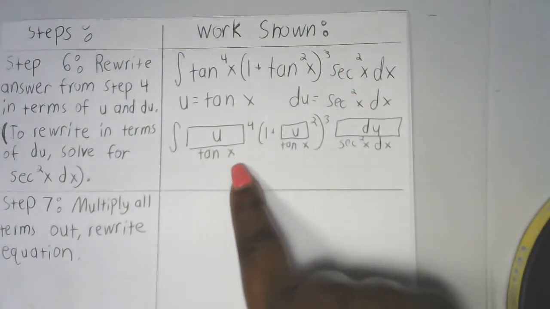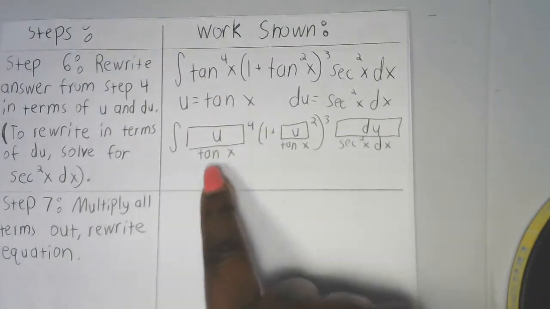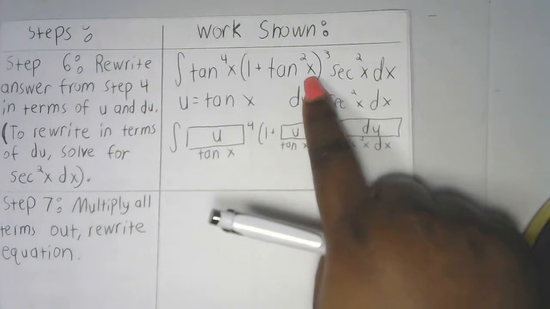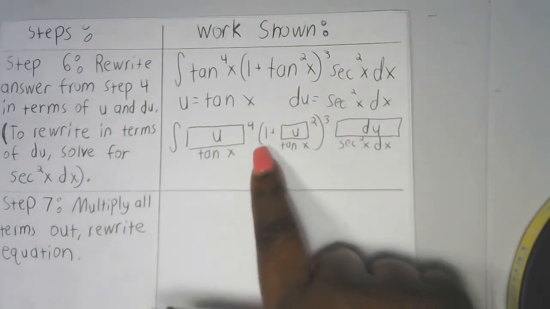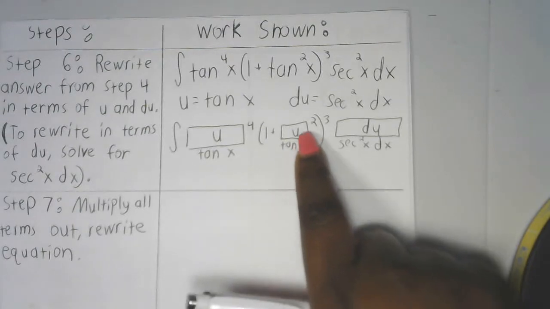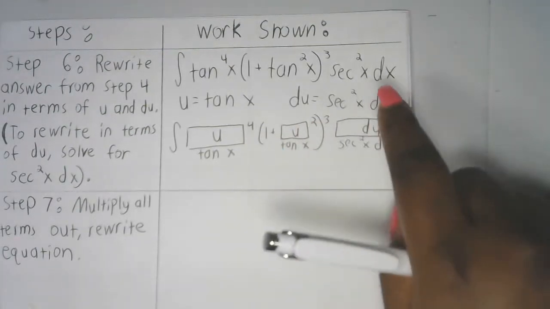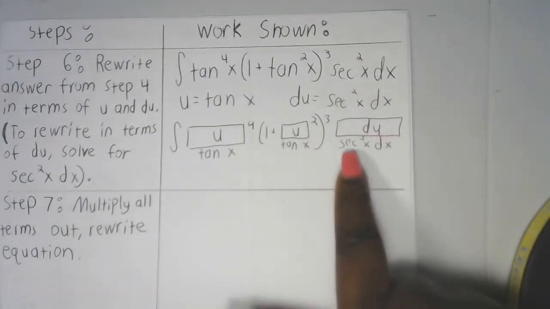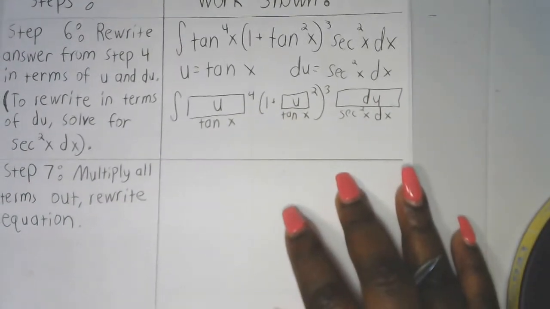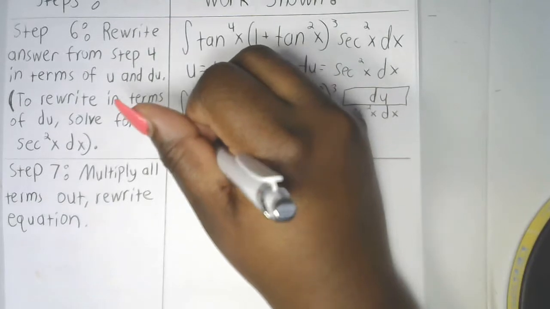So like I said, let's review. Tan x to the 4th is now u to the 4th. 1 plus tan x squared, and this whole thing to the 3rd power, is now written as 1 plus u squared, and this whole thing to the 3rd power. And then secant x squared dx is now du. Just to rewrite it to make it look more pretty and presentable.